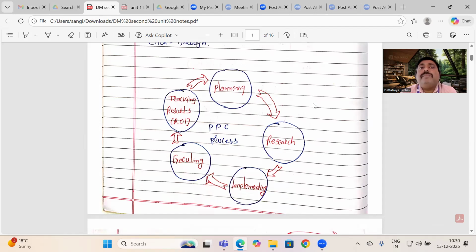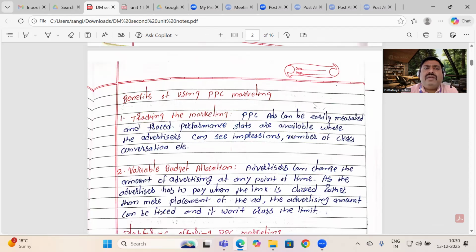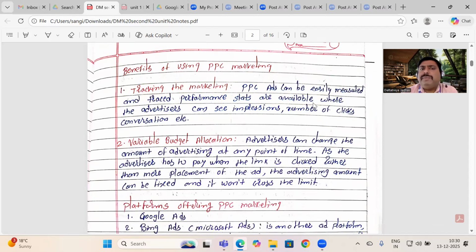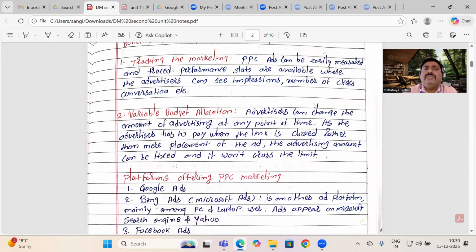So this is one of the marketing strategies where the maximum number of customers will be attracted to our product, and the marketing will be done in a good way. It is a continuous, flexible parameter we have to consider for this type of marketing. So, the benefits of using PPC. What type of benefit will there be?